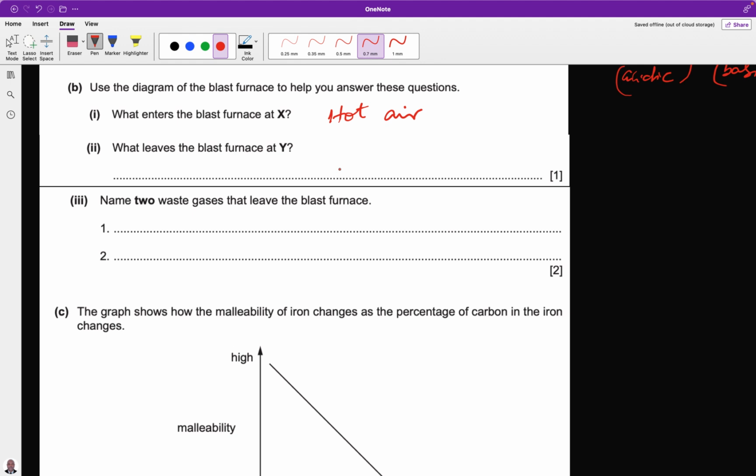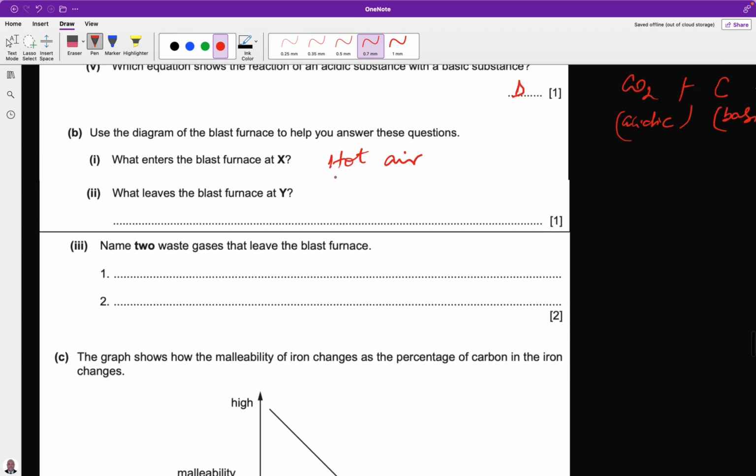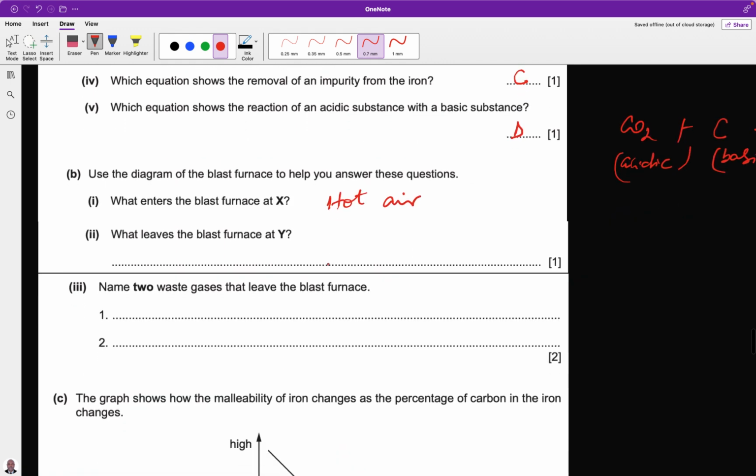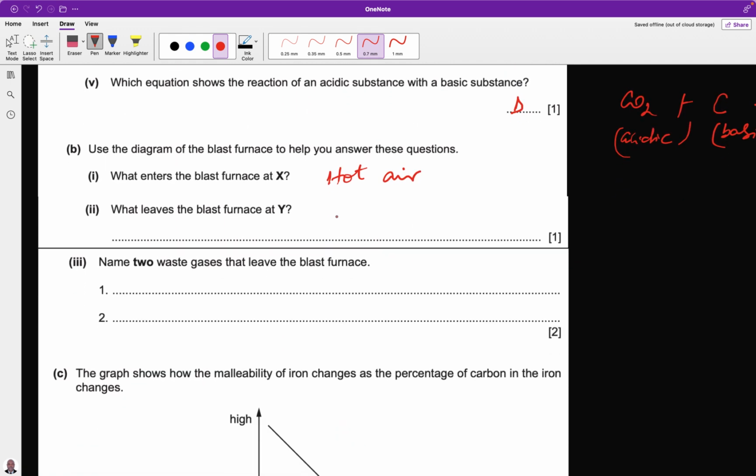What leaves the blast furnace at Y? It is the molten iron. What is going down is the molten iron. If you look at it here, this is the molten iron that is going out, and this is hot air that is fed into the chamber. So it's molten iron that is going out.